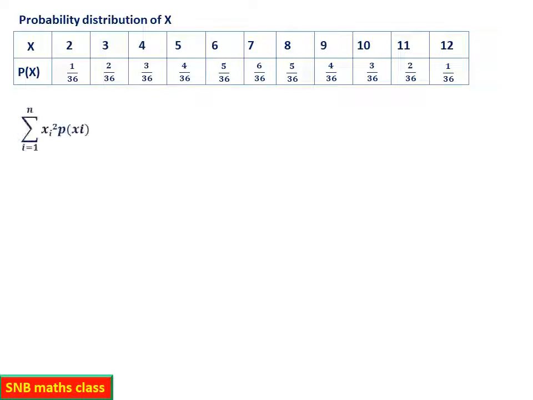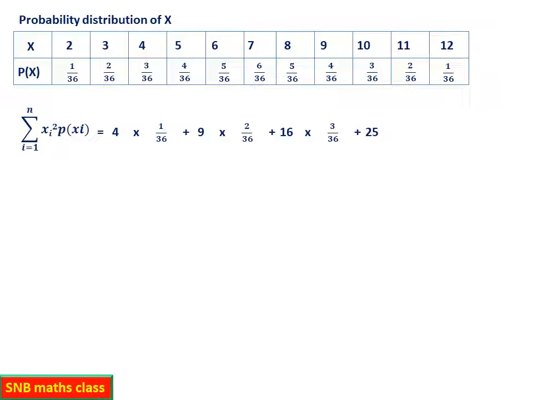Now let us find the variance also. First, sigma xi square p of xi. So let us calculate this. How to calculate? Xi square. So 2 becomes 2 square, 4, into 1 by 36. Then 3 becomes 9 into 2 by 36, plus 4 becomes 16 into the corresponding probability 3 by 36.